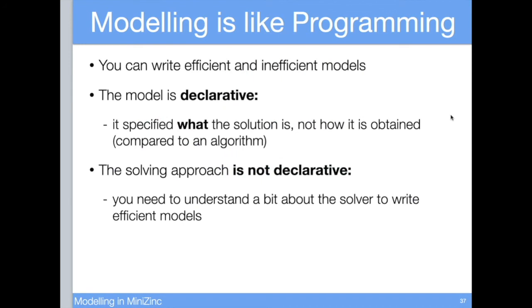You can write inefficient and efficient models. So remember, the model is declarative. It's really just specifying how the problem should be determined with constraints, and the solving approach is not. The solving will be very different for different solvers. And even though I've just been going on about how solver-independent modeling is super important, because we can take the same model and run it on different solvers and see which one's better, the more you understand about the solver, the more likely you can write efficient models that will be useful for that solver.